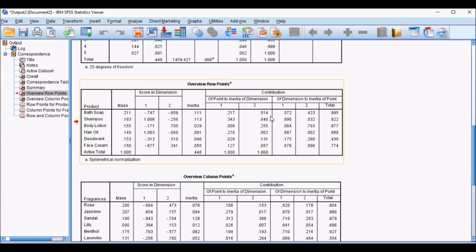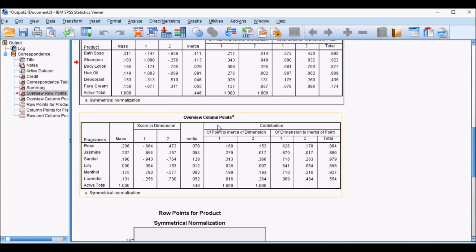If we talk about the second dimension, body soap is totally separate. It does not have anything closer to it. So here the values explain how much contribution of points to inertia of dimension. The closer the values, the more they are related, they have a good relationship. If they are apart, they have very little relationship. That's what we can understand from this table.